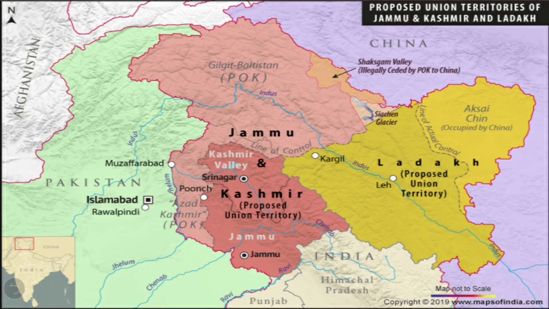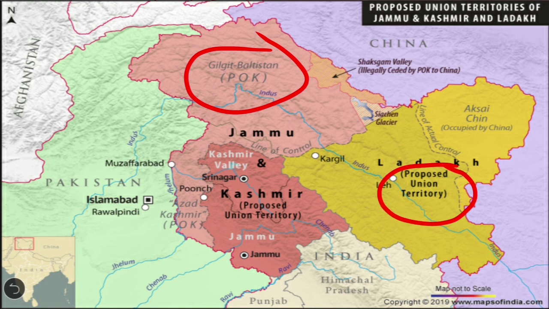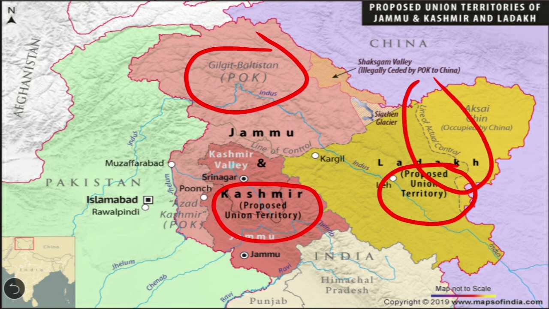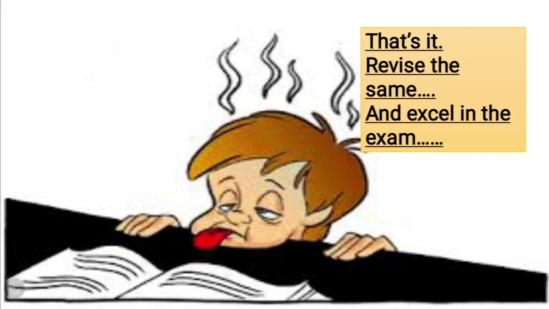As you can see, children, every day in the news headlines we see POK, Gilgit-Baltistan, this is Pakistan Occupied Kashmir. This is the Union Territory of Ladakh that we have just studied, and here the Union Territory of Jammu and Kashmir. And children, this is the LAC, the Line of Actual Control. Every day we see these terms in the news headlines.